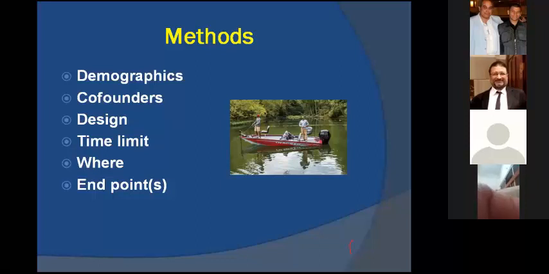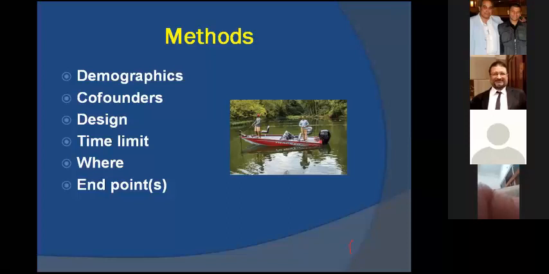I may ask you, what the methods may tell us. The methods will tell us many things: the demographics of the study, the co-founders of the study, the design of the study, the time limit, where the study was made, and what the endpoints of this study are.